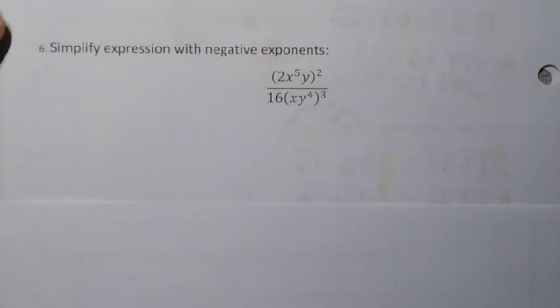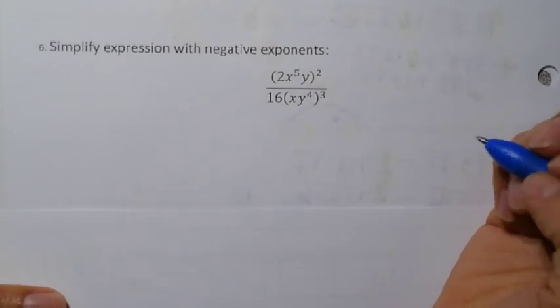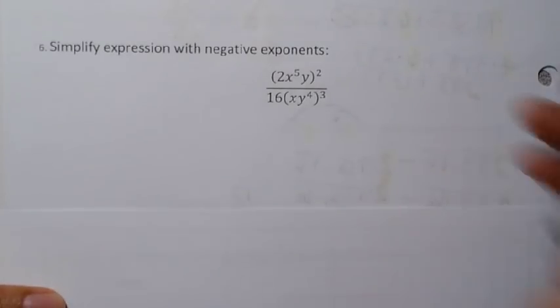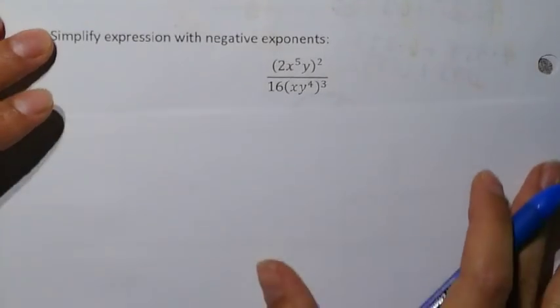This is part 2 of Unit Exam 5 review. We're going to start with question number 6 where we left off. Here we're still simplifying with negative exponents. I'm going to go ahead and rewrite the question right here.